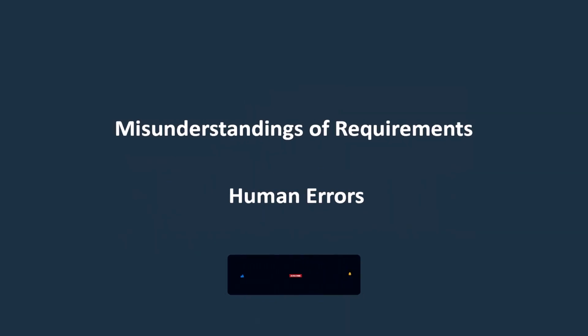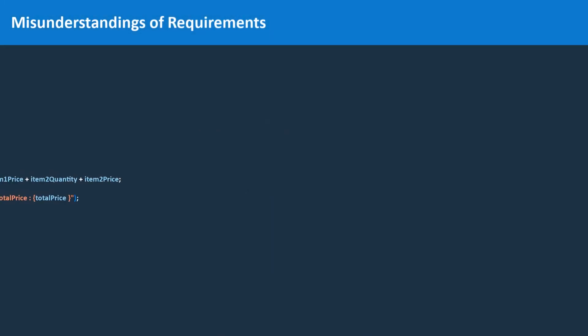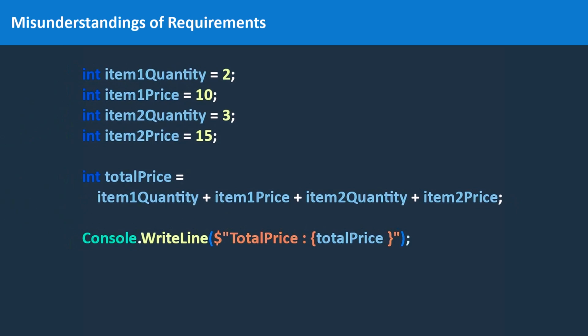Okay, logical errors can have various causes, but the most important ones are misunderstandings of requirements and human errors. If developers don't fully understand the program, it can lead developers to implement incorrect logic in their solutions.